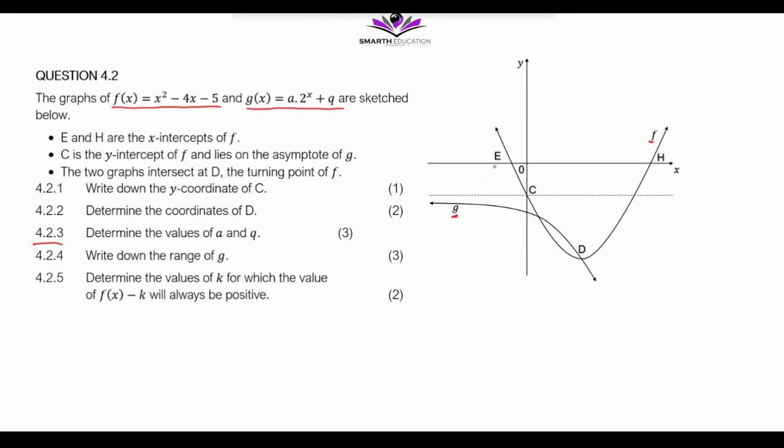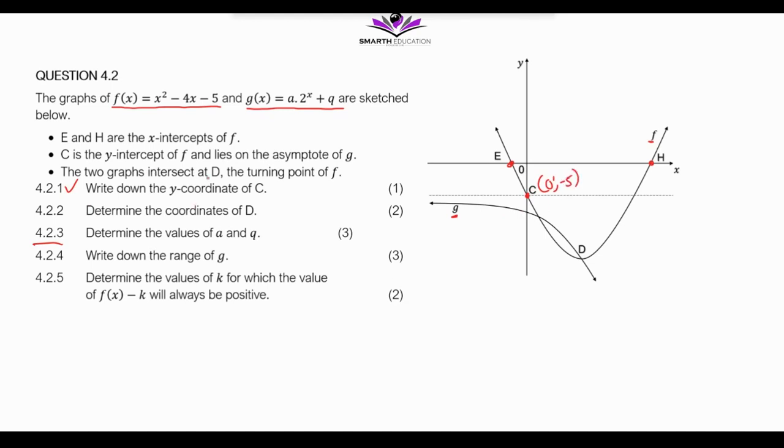E and h are the x-intercepts of f. C is the y-intercept of f and lies on the asymptote of g. This is C. And then in question 421, we managed to find that the coordinates of C are 0, -5.